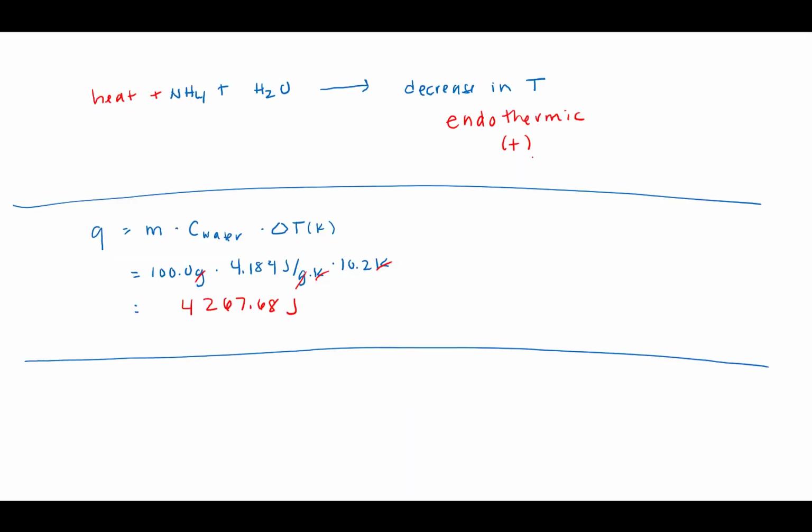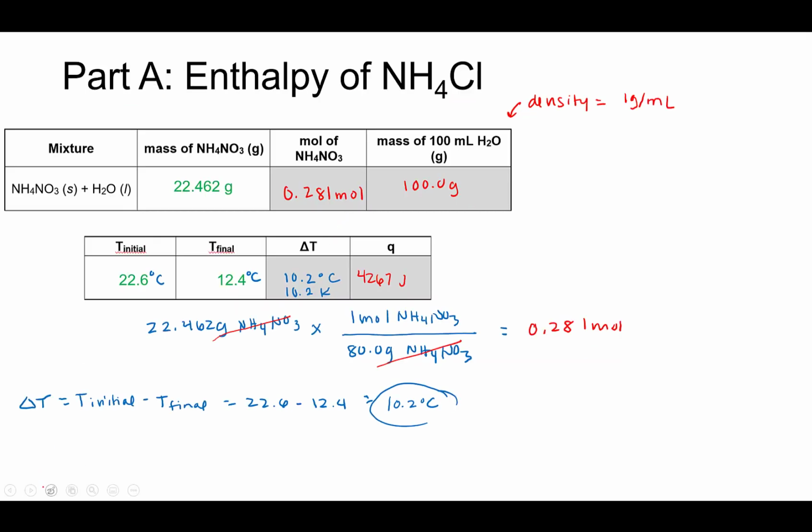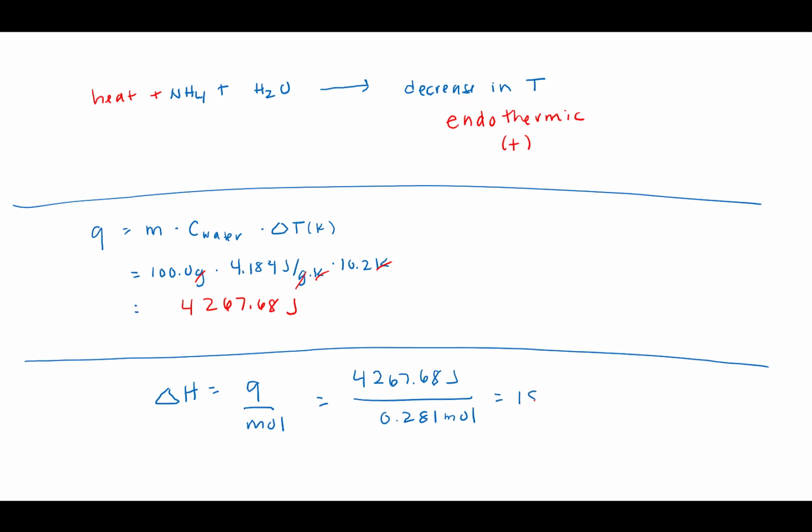The last thing we need to calculate is the molar heat of the solution in kilojoules. To find the molar heat, the value will be delta H equals Q that we just found over moles. So our Q is 4267.68 joules, and our number of moles is 0.281. Okay, this is 15187 joules per mole, and I need to convert it to kilojoules per mole, so I need to divide by 1,000. So this will be 15.2 kilojoules per mole.